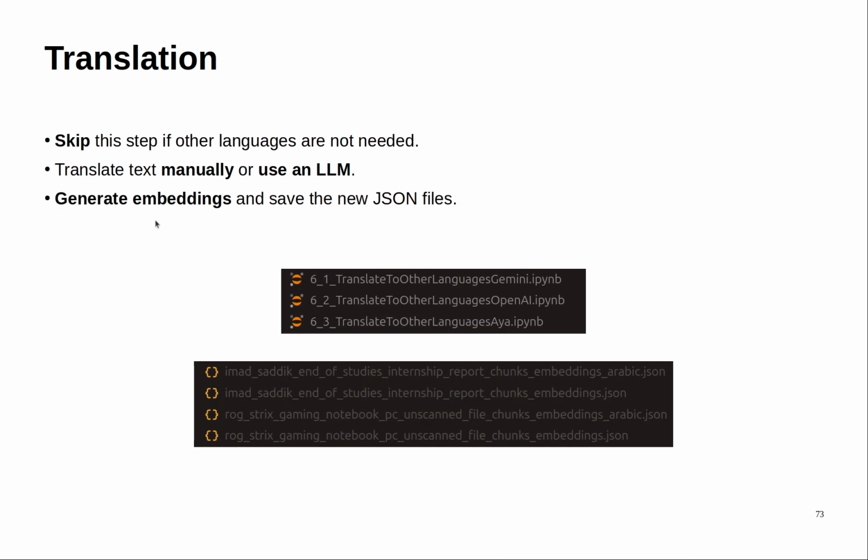Once the text is translated, you generate the embeddings for the new language and save the JSON files, like I'm showing you here. And these files are available on Hugging Face. You'll find the link in the video description, or if you check the GitHub repository, you'll find a link that will take you to the Hugging Face repository where you can download these datasets.